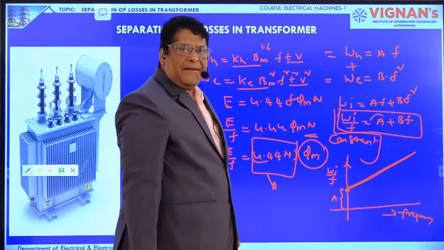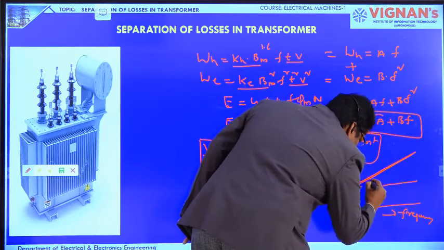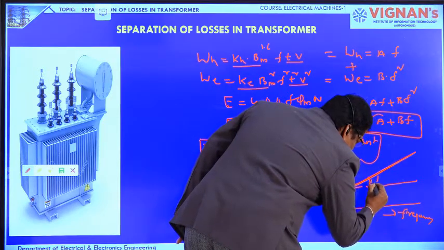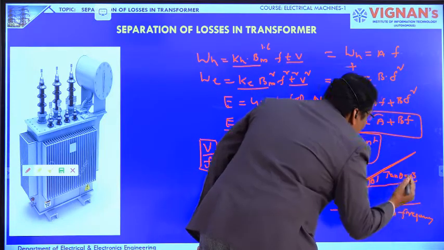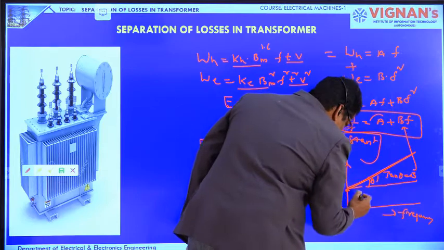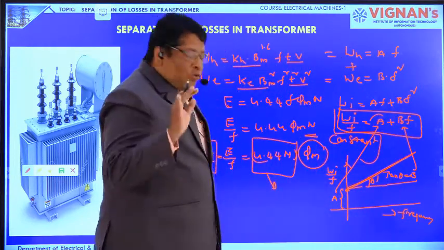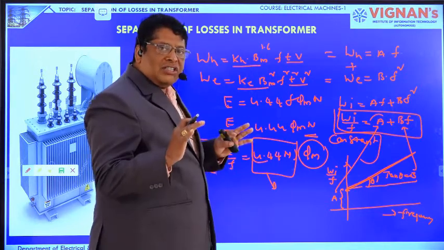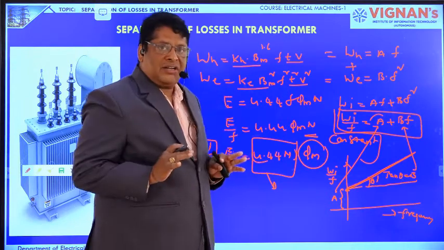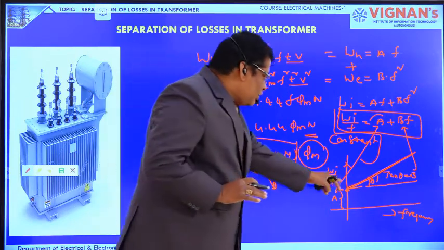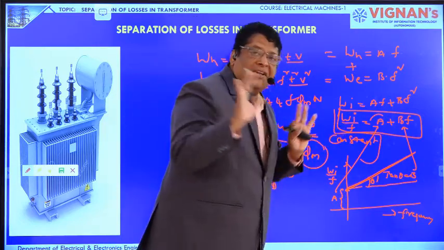The constant A. See here, if you find the slope of this line, if this is theta, then tan theta equals B. That value is here. This A becomes A here. Now, if you know the iron losses in a transformer at a V by F ratio that is constant, and you draw this graph, then we can easily find the constant values A and B separately.